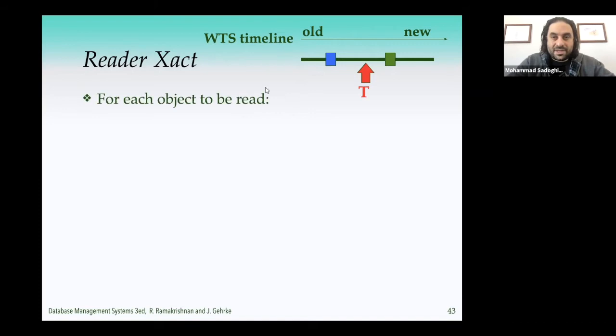So basically, let me show you this diagram. The blue is an old version, the new is a newer version of the record, T is a transaction that wants to read, and it has a timestamp T. And this is essentially a timeline. So now how do the read and write work?